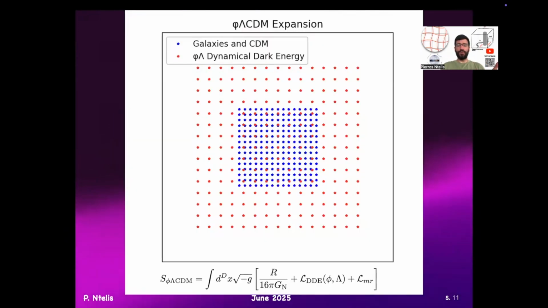Now let's see how this works. In the standard cosmology, dark energy is constant and doesn't have any dynamics, while the galaxies and cold dark matter are expanding with the expansion of the universe.